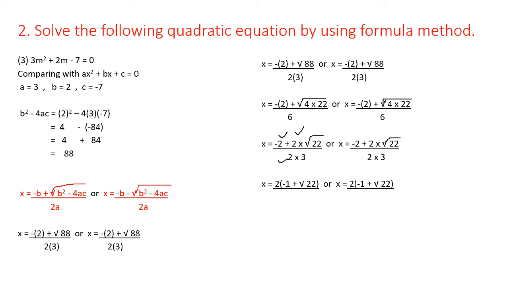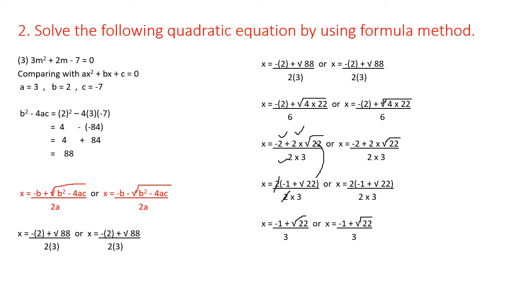So 2 goes outside the bracket, and inside what remains? Nothing is there, that means there is 1 inside the bracket. This 2 went outside, so only root 22 remains inside, and this 2 went outside, so what remains is only 3. So this 2 is in the denominator, 2 into 3. A similar thing happens on the other side also, and after that we cancel this 2 and 2, after which we are left with minus 1 plus root 22 and minus 1 minus root 22.